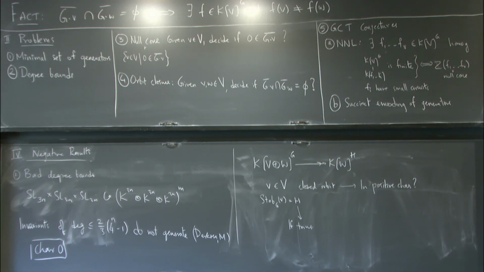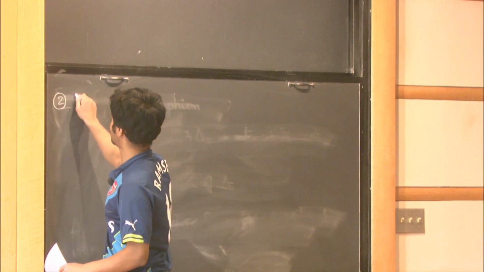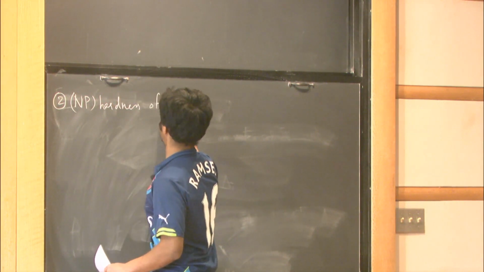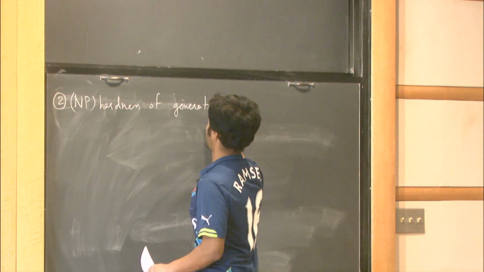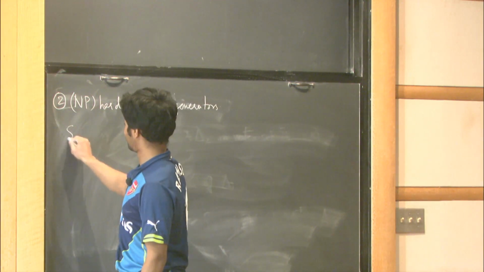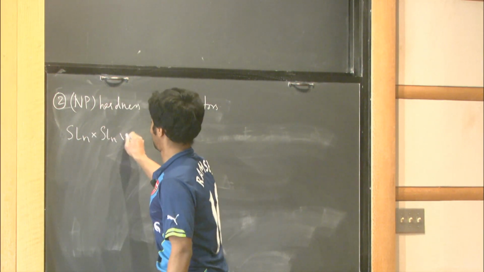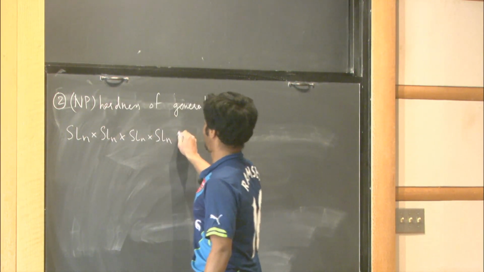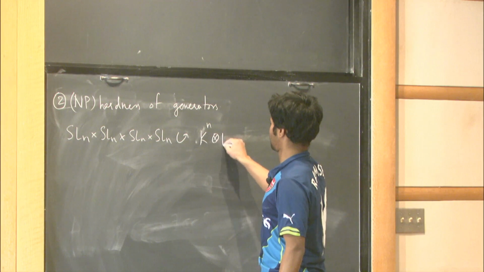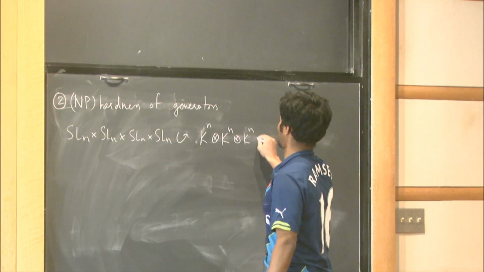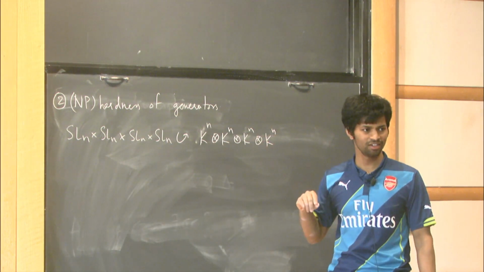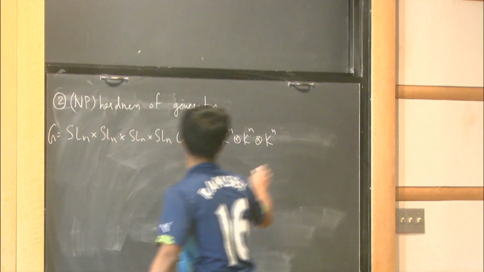Okay, and my second bad result is NP hardness of generators. Now it's going to be funny. I'm going to keep adding number of tensor factors, SL_n, and it's going to act on k^n tensor k^n tensor k^n tensor k^n. Each factor acts on its corresponding tensor factor. Okay, so let me call this G, let me call this V.